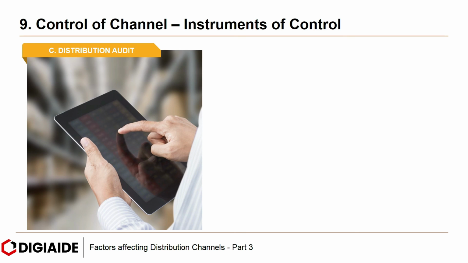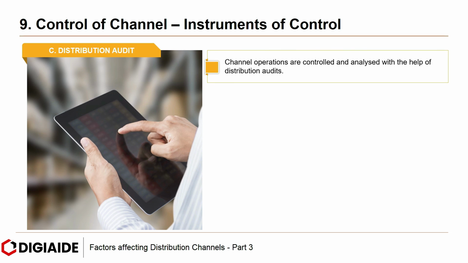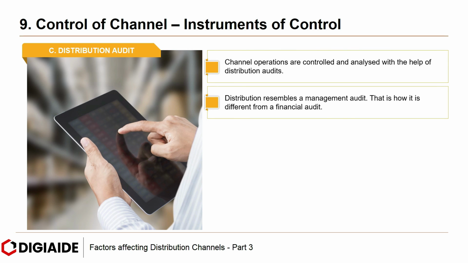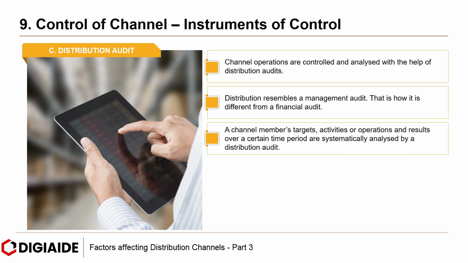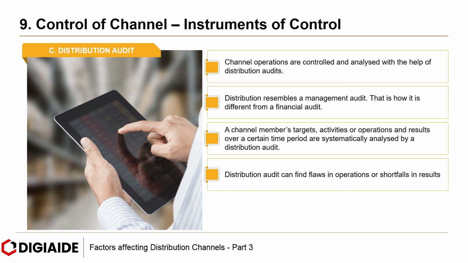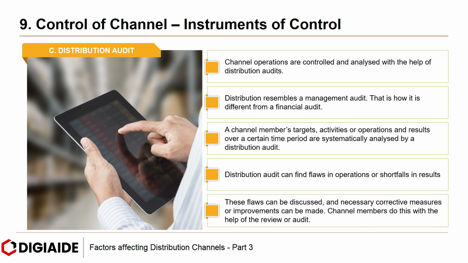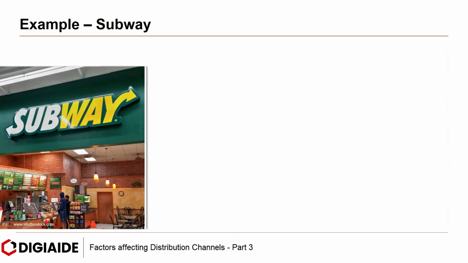And finally, a distribution audit. Channel operations are controlled and analyzed with the help of distribution audits. A distribution audit resembles a management audit. That is how it is different from a financial audit. A channel member's targets, activities or operations, and results over a certain time period are systematically analyzed by a distribution audit. A distribution audit can find flaws in operations or shortfalls in results. These flaws can be discussed and necessary corrective measures and improvements can be made. Channel members do this with the help of the review or audit.